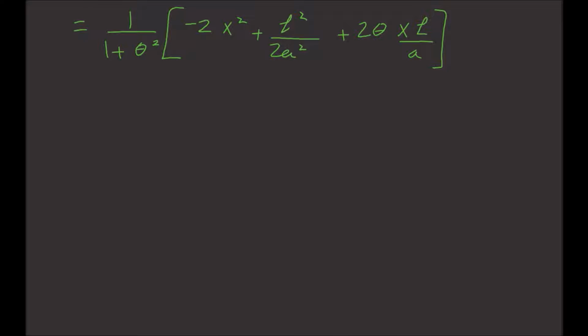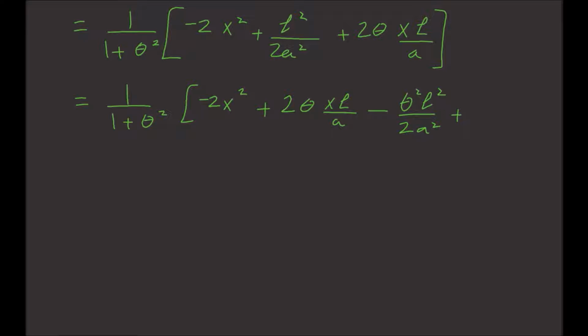Alright, so let's expand this a little bit further. Okay, so now this is going to be equal to 1 divided by 1 plus theta square times minus 2x square plus 2 times theta times x times L divided by a minus theta square times L square divided by 2a square plus theta square times L square divided by 2a square plus L squared divided by 2a squared.